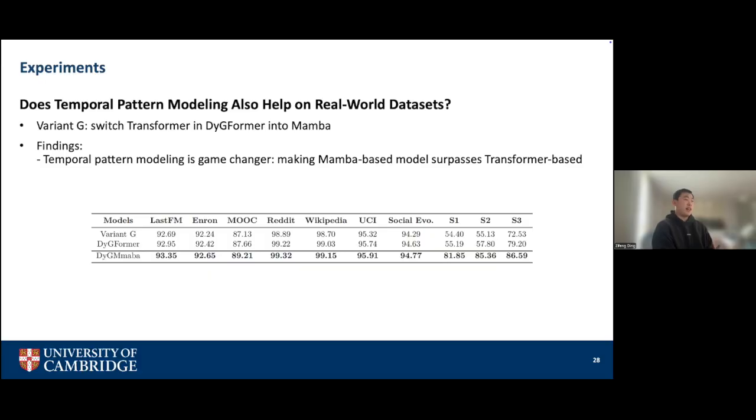And we see that after we have equipped our model with temporal pattern modeling, DyGMamba can outperform DyGFormer constantly. So the finding is that temporal pattern modeling, we think, is the game changer because it can make the Mamba-based model surpass the transformer-based model.